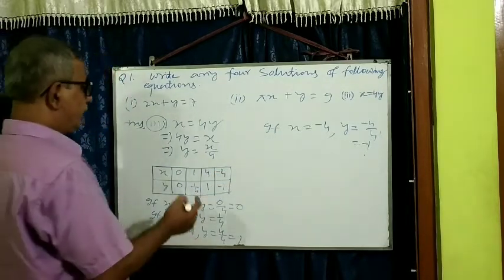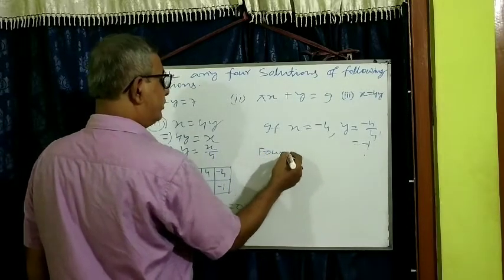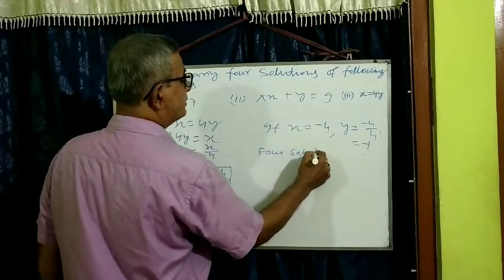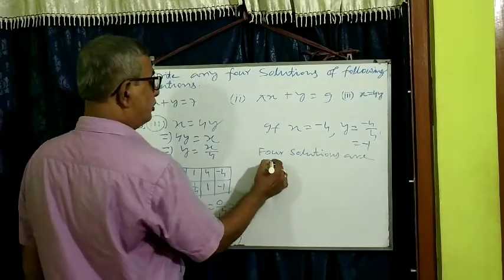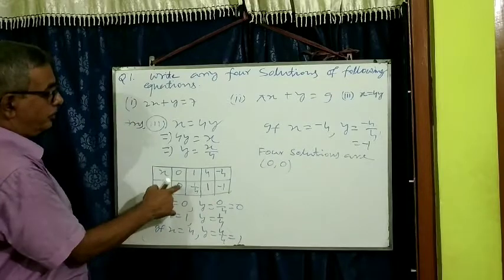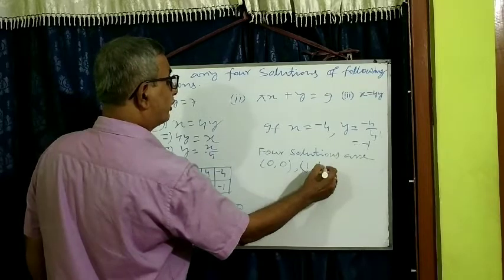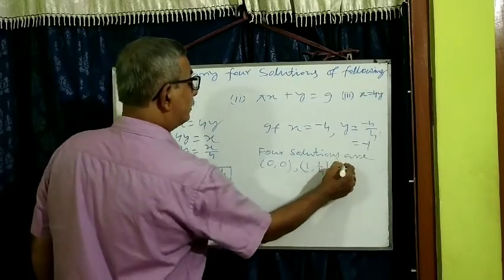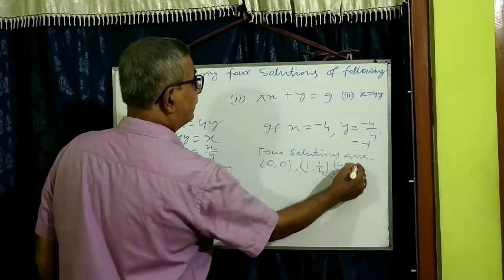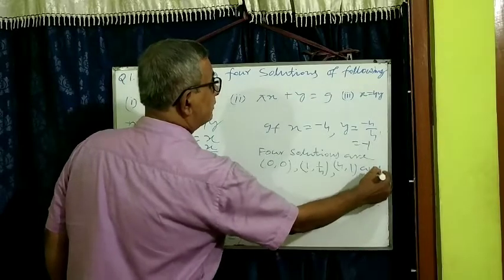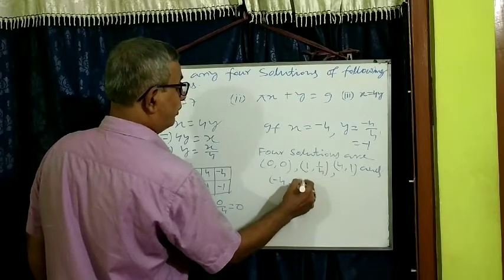Dear students, tell me what the solutions are. The 4 solutions are (0, 0), (1, 1 by 4), (4, 1), and (minus 4, minus 1).